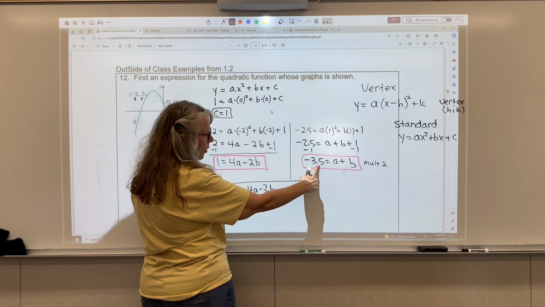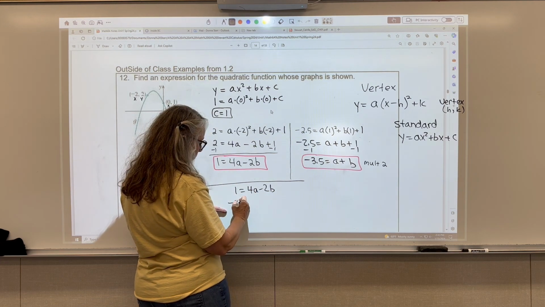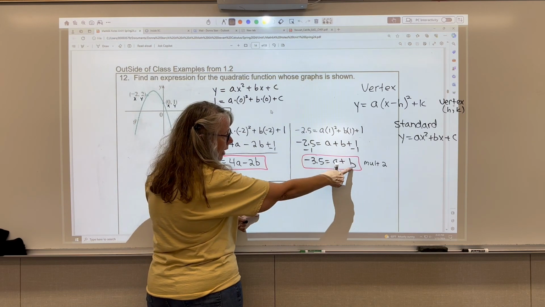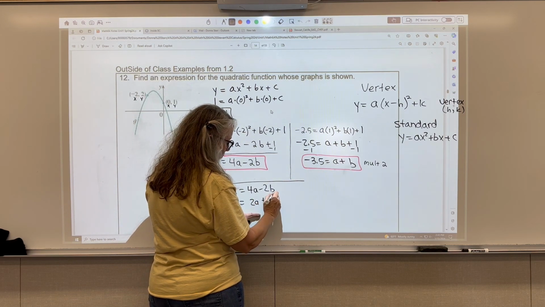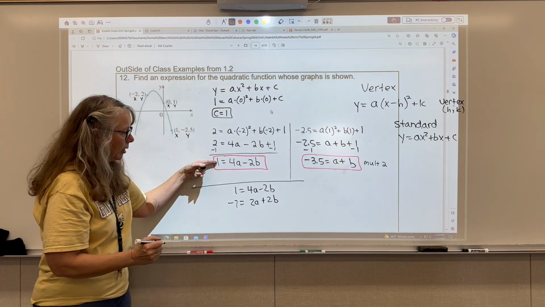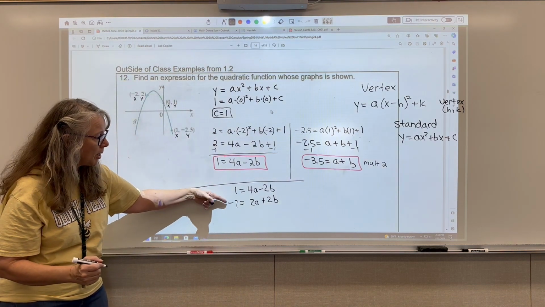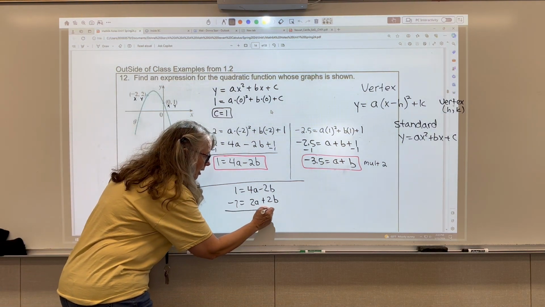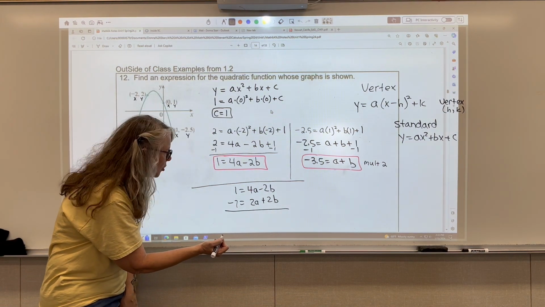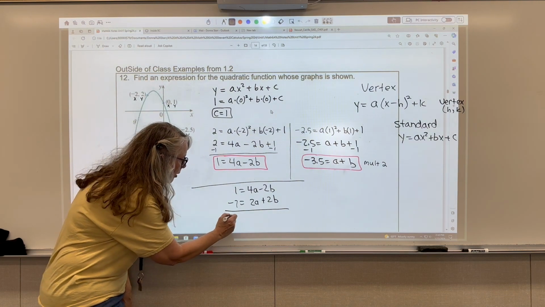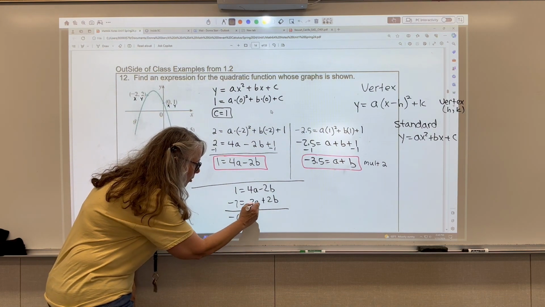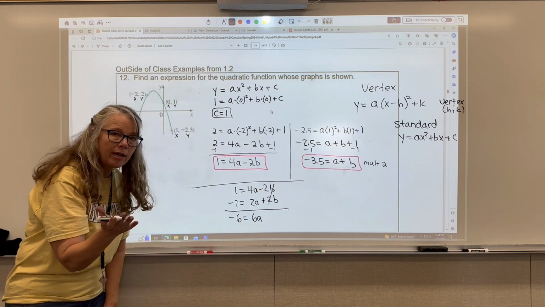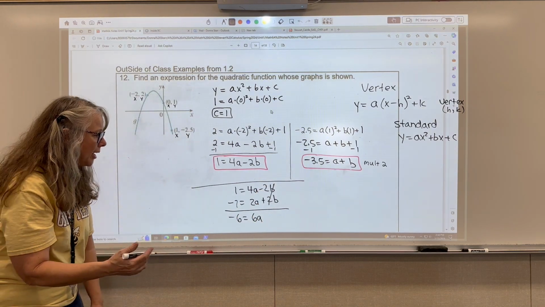So negative 3.5 by 2 is negative 7. 2 times a is 2a, and 2 times b is 2b. So this is my first equation, and then multiplied by 2, my second equation. I got them stacked. I'm going to add the equations together. That's the addition method of solving 2 equations, 2 unknowns. So I get negative 6 equals 6a, and the b's cancel out. And so now I can find a. A is negative 1.